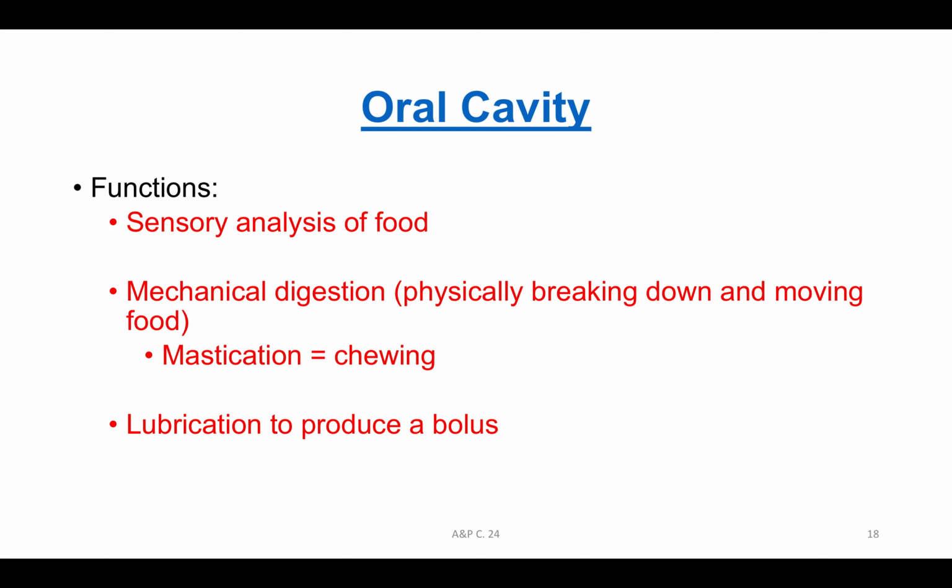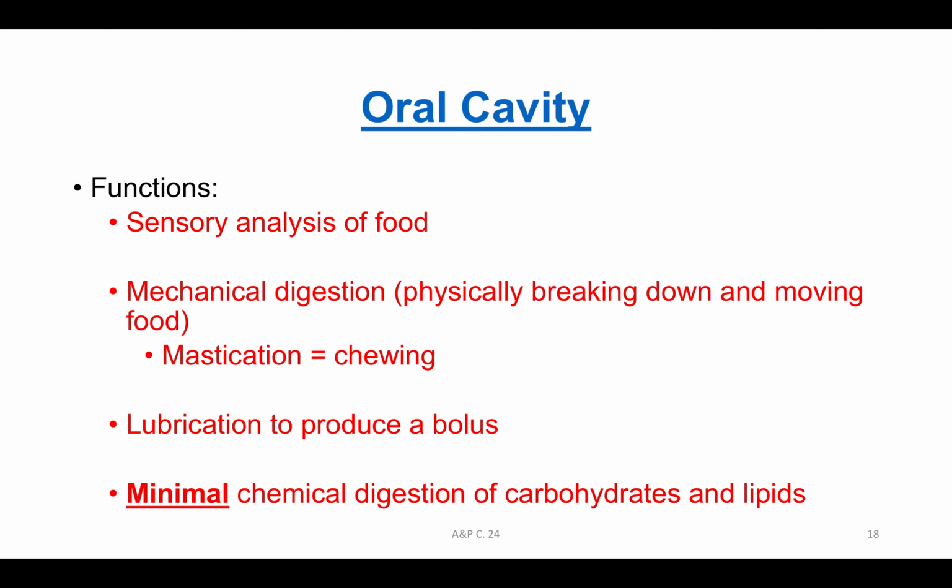So starting with your oral cavity is your mouth. It provides different functions, like you're able to feel what your food tastes like. It's going to start the physical breakdown of food. The term mastication is when you're chewing, you're using your tongue and your teeth to physically break down that food. And your saliva also produces lubrication for you to swallow that bolus or your chewed up food. It's important to note that very, very little chemical digestion takes place here, if any.